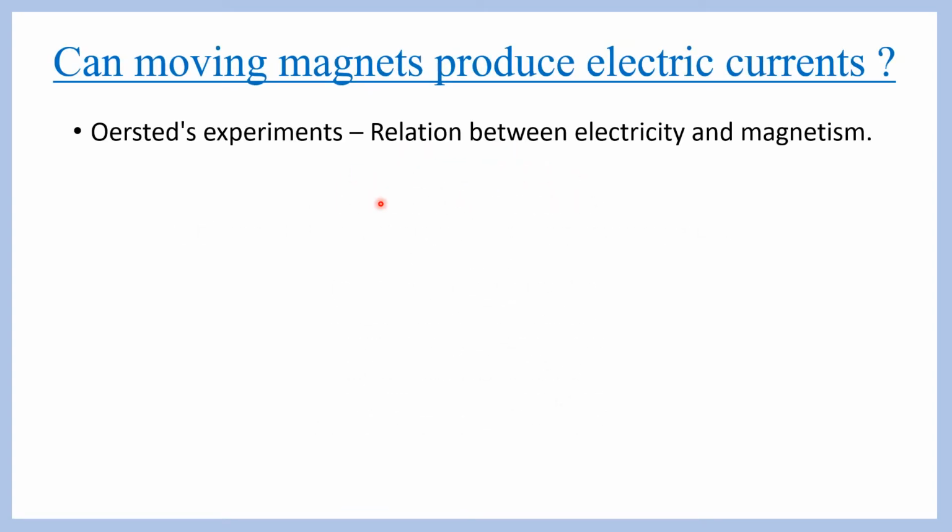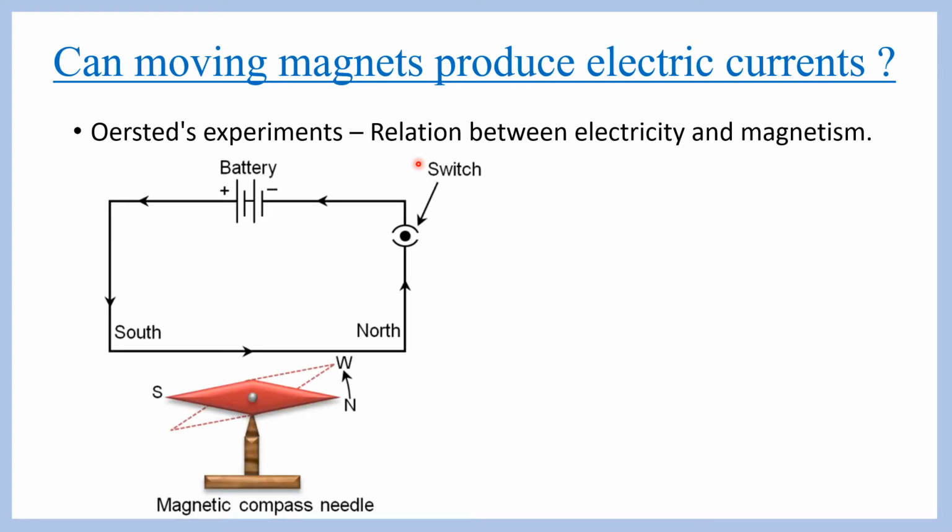Now, in the beginning, Oersted's experiments, all of you have studied in the lower classes, which have proved a clear relation between electricity and magnetism. And we will just refresh those experiments and see the experiment here.